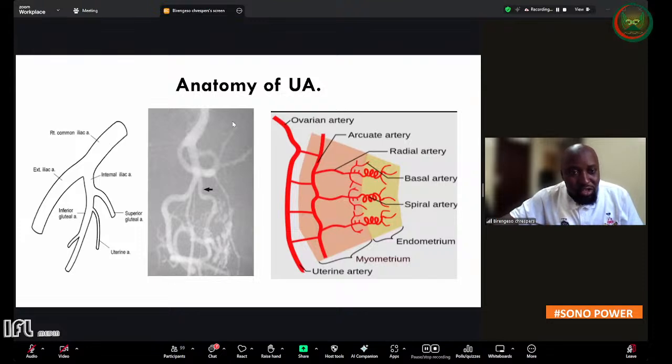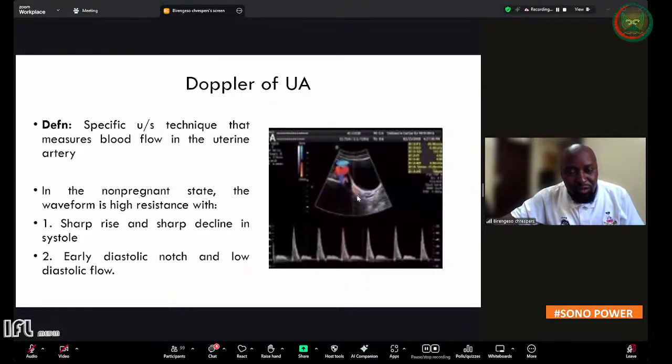Just another demonstration such that we are able to grasp it. The common iliac artery, the external, and then the internal, and here is the uterine artery that supplies the uterus. The key thing that we shall be talking about is as it enters the myometrium to form the arcuate, and at the terminal end we have the spiral arteries, and the spiral arteries are coiled and have a very high resistance waveform.